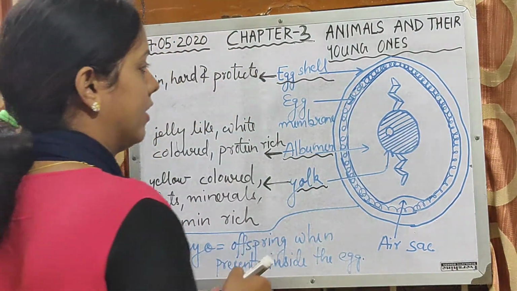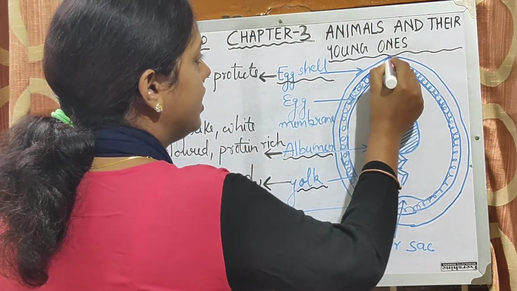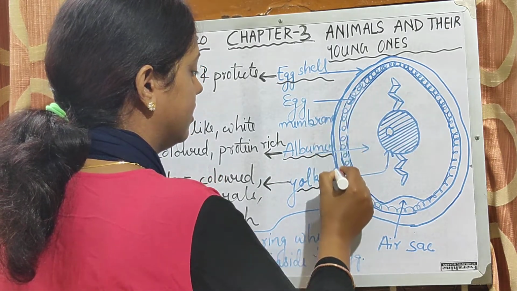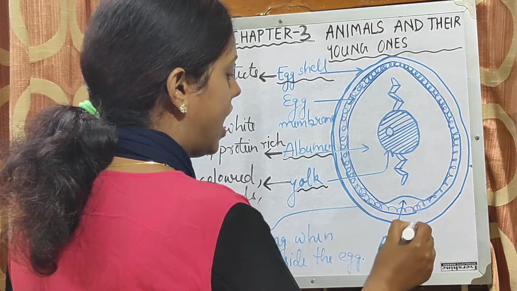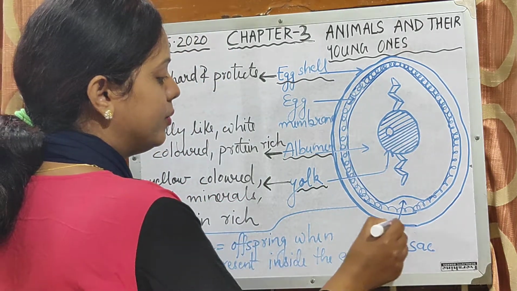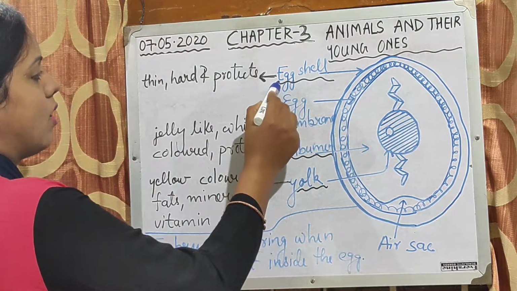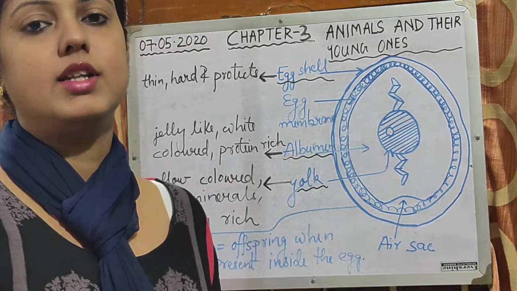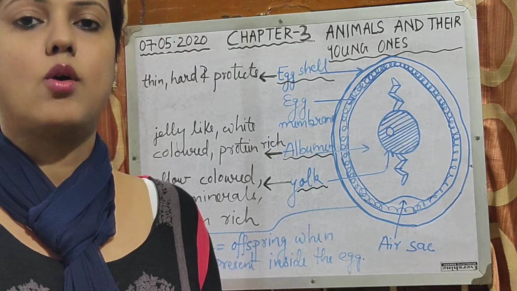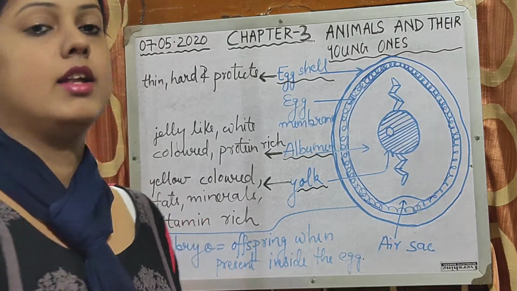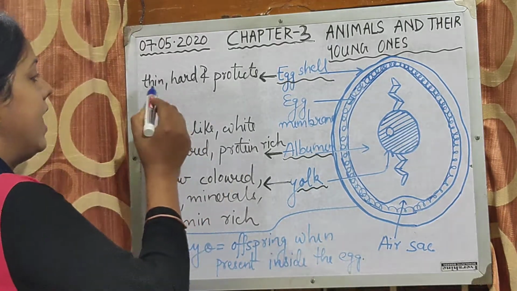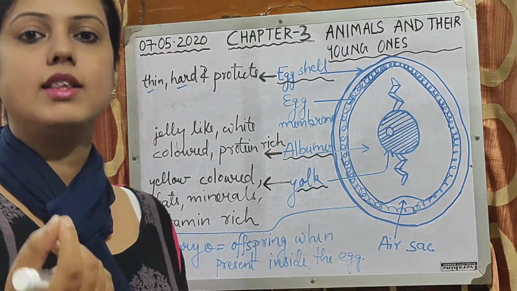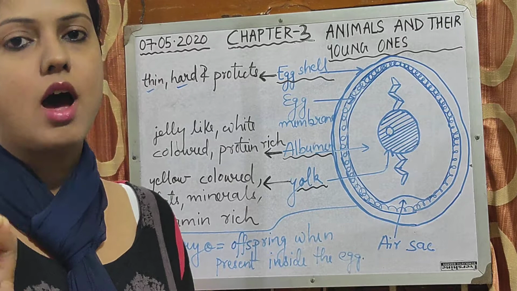So, egg. The outer layer or the uppermost layer, this one. Can you see? The outer layer or the uppermost layer of an egg is called the egg shell. Egg की सबसे ऊपर की परत या सबसे ऊपर की layer को we call it egg shell. Now how is the egg shell? Egg shell is thin, hard. Egg shell कैसा होता है? Thin and hard, पतला और hard.